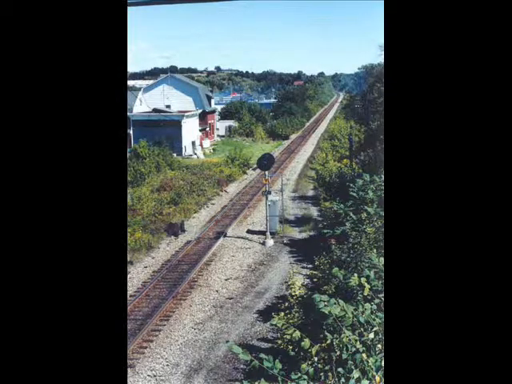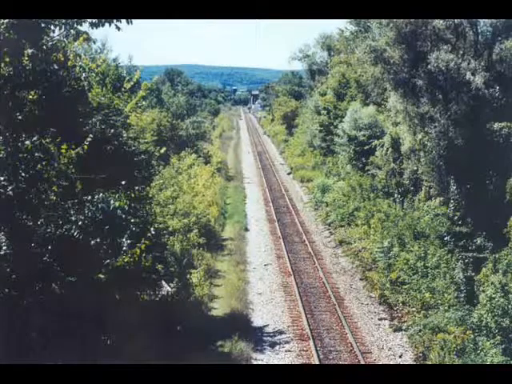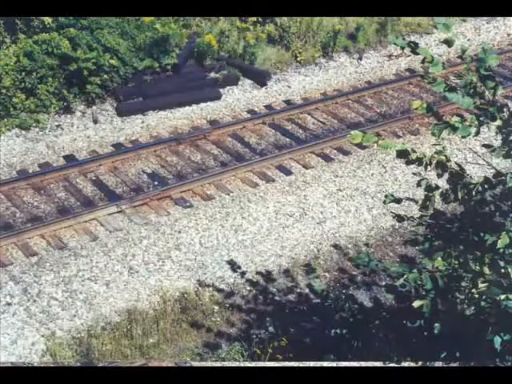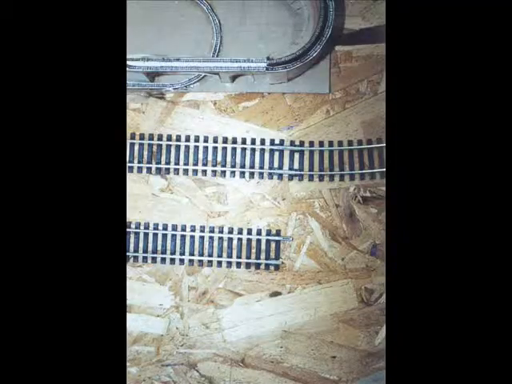The pictures you are seeing here show the extensive use of ballast along the Canadian Pacific Railway as it passes through the village of Cobleskill in upstate New York. Does a model railway need ballast? Our model railway does not require ballast, since the tracks are laid down upon a firm, dry plywood roadbed. However, the addition of ballast to model tracks provides a realistic appearance.